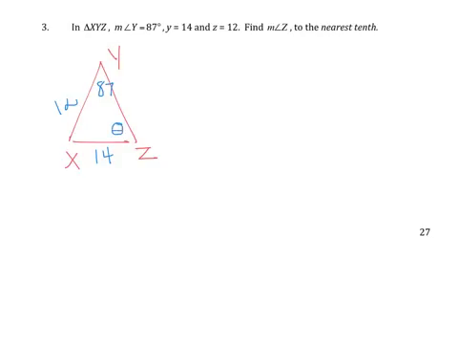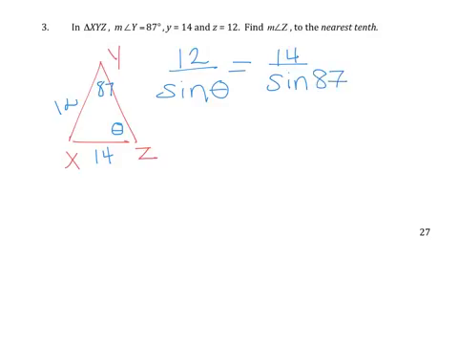I'm going to label that with theta. You can label it with X. That's entirely up to you. So it's 12 over sine of theta is equal to 14 over the sine of the 87 degree angle. We're going to cross multiply.